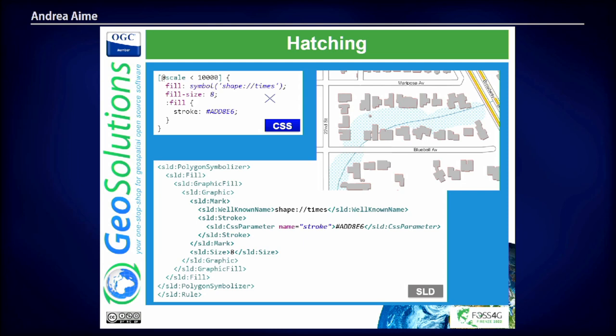We can also do hatching, which is pretty common to have, you know, these diagonal lines for fields. It's actually implemented by repeating over and over a small symbol. Like in this case, shape times, it's just a small cross. But as I repeat it, I get a hatch fill as a result.